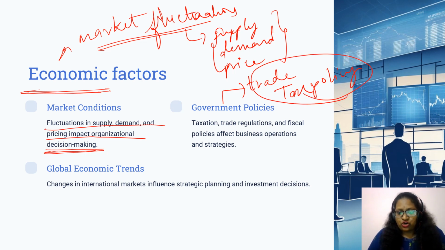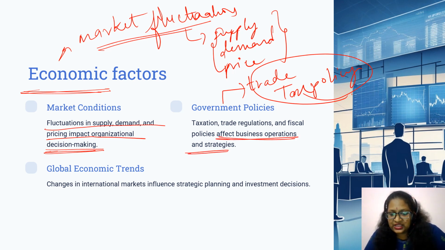These factors could also influence an organization. Taxation, trade regulations, and fiscal policies affect business operations and strategies. These mainly affect the business operations. Now, next is global economic trends. All these external factors we discussed are within the country.